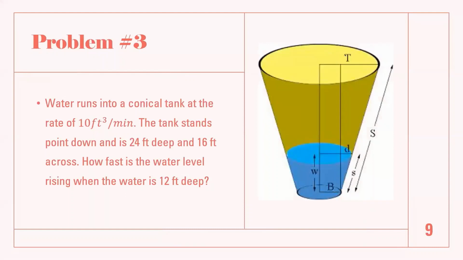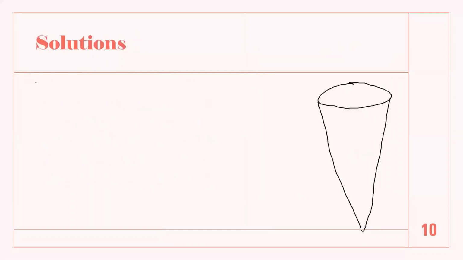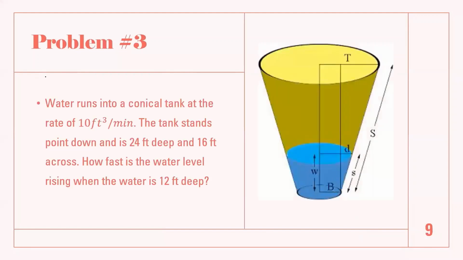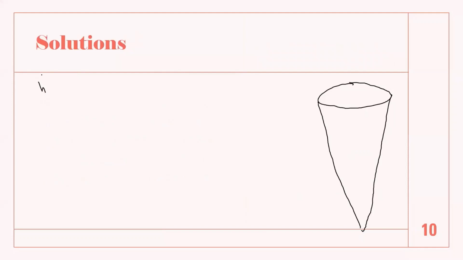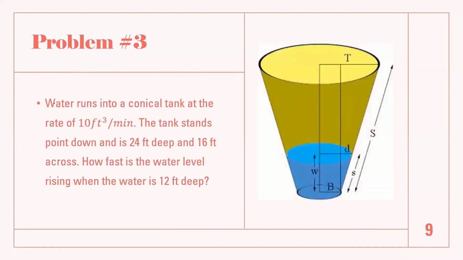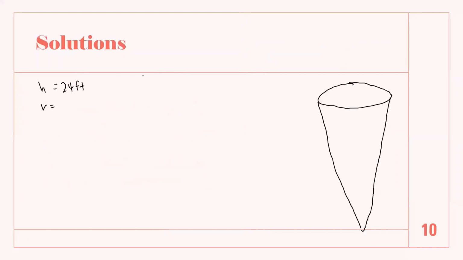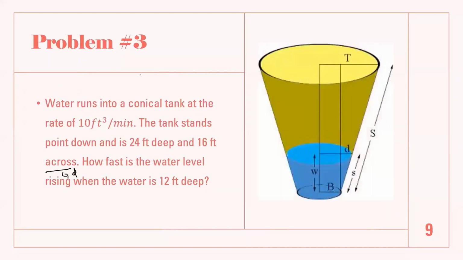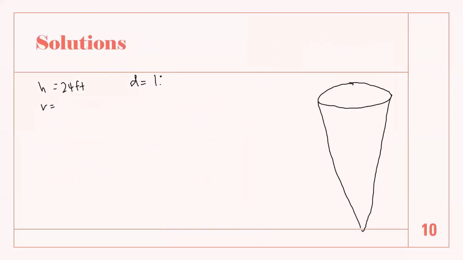So, dito po, we can tell that the height, pag sinabing height, deep eh. Deep is height eh. So, our height is 24 feet. Then, our radius is, since across siya, pag sinabing across, diameter siya. Pero ang hanapin na natin is radius. So, our diameter is 16 feet. Pero pag dinivide na natin sa 2, yung radius natin ay magiging 8 feet.